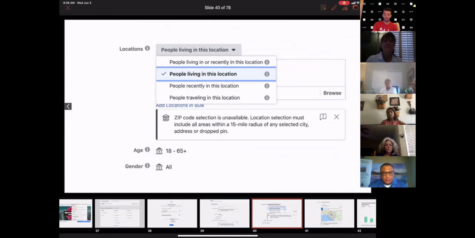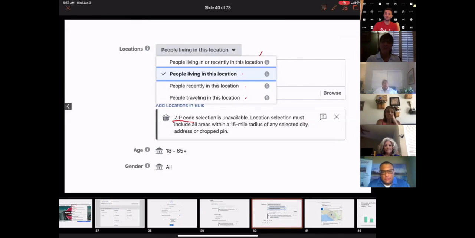You can have people that are living in or recently in this location, like someone that was maybe visiting here, or people specifically living in this location, because on Facebook, you can type in where you live. You can have it separately where people were recently in this location, or people that were traveling in the location as well. It'll analyze a lot from their posts and stuff like that. Or you can go by zip codes if you want to try the local celebrity vibe, where you're really hyper-zoned in on specific zip codes.